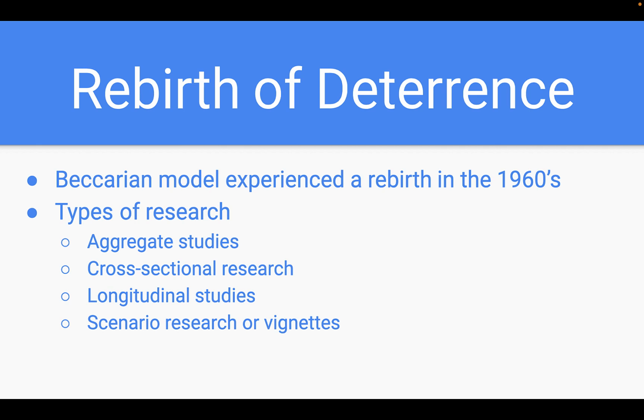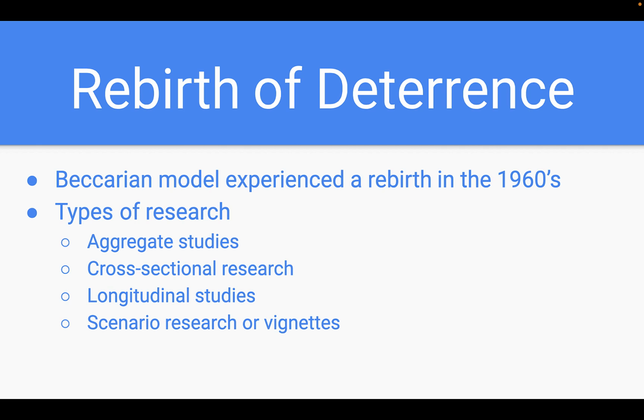Okay, so there was a sort of rebirth of deterrence theory and contemporary research in the 1960s. This Beckerian model of offending had a rebirth, and this was largely due to scientific reviews that showed that rehabilitation programs that were very popular in the 1960s weren't actually having the empirical results, meaning they weren't having an impact on reducing recidivism among offenders.